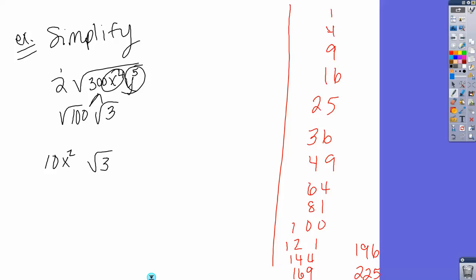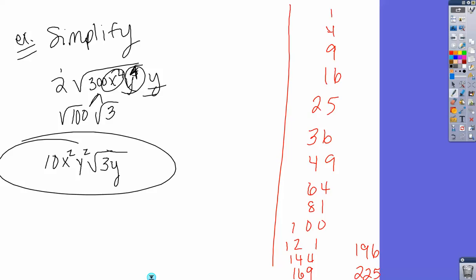If I take y to the 5th, 5 is not even. I can't take 5 divided by 2, so I'm going to take one y out of that, and I'm going to change the exponent to 4. So now 4 is even, so now I can divide. 4 divided by 2 is 2, so I have y squared on the outside. Notice that y right there is left over, so it stays inside.